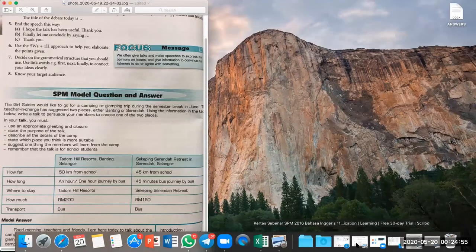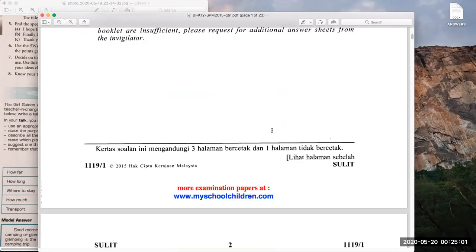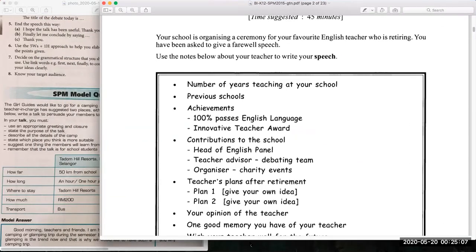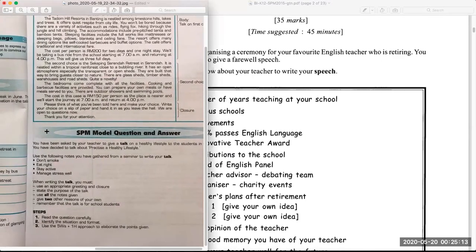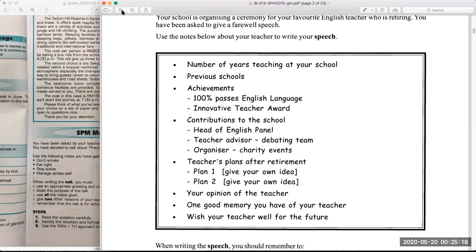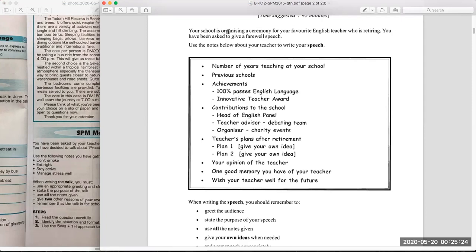Let's look at 2015. 2015 is also a speech. Okay, this one will be the second type lah yang begini punya. But of course, this one is not complete lah. Right? So if you look at this, okay, if you look at this, right, your school is organizing a ceremony for your favorite teacher, retiring, okay, bersara sudah. So give a farewell speech. You have to write a speech. Then these are the points.